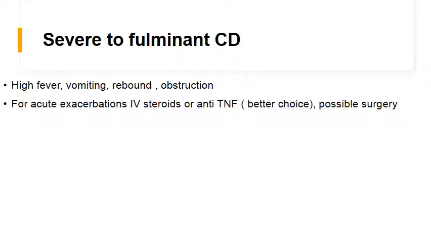Severe to fulminant Crohn's disease: high fever, vomiting, rebound tenderness, obstruction, fistula. If there is all of this, then you need to give IV steroids or anti-TNF agents, the better choice, and possible surgery. However, surgery is the last resort because after surgery there is always a risk of recurrence.